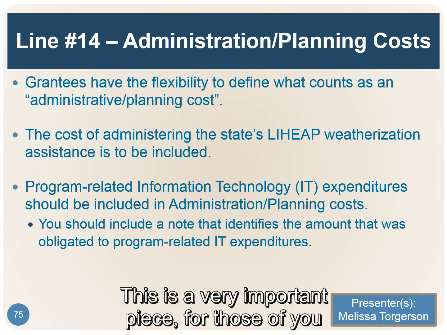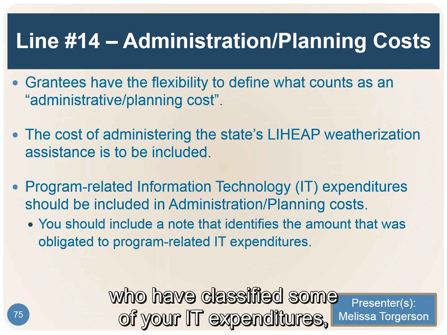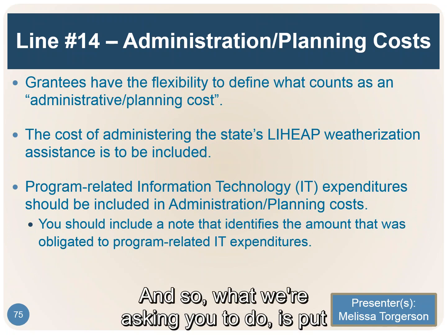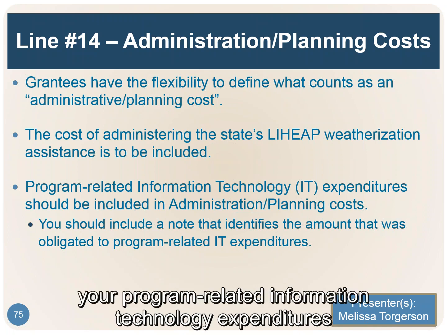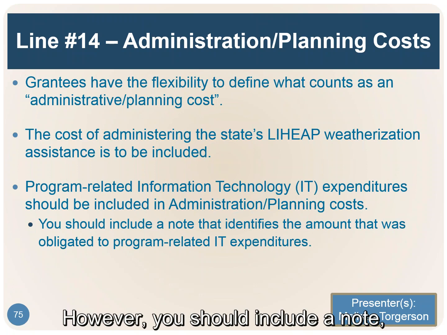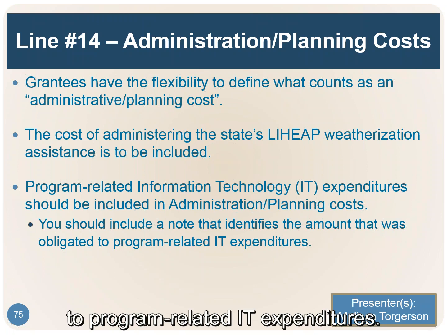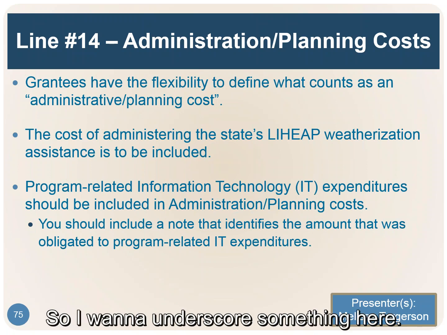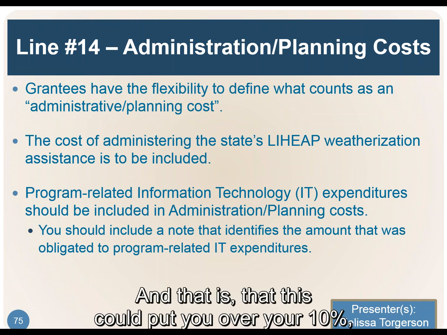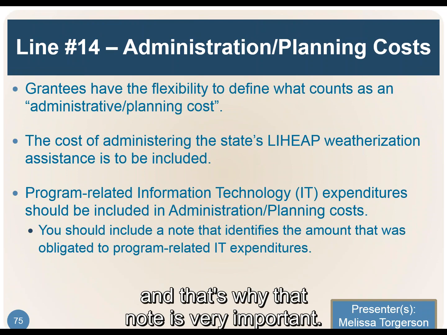This is a very important piece for those of you who have classified some of your IT expenditures as program related. You'll notice there really isn't a place to put that in the form. And so what we're asking you to do is put your program related information technology expenditures into the same line as your admin. However, you should include a note that identifies the amount that was obligated to program related IT expenditures. So I want to underscore something here, and that is that this could put you over your 10%, and that's why that note is very important.